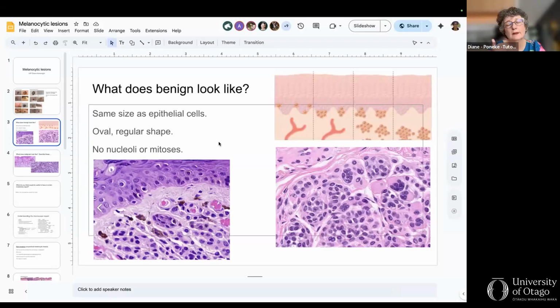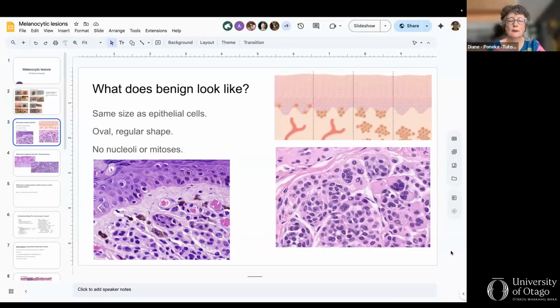So what are benign cells? They are the same size as epithelial cells. In other words, there's no nuclear enlargement. They are oval and regular in shape, and they have no atypical nuclei or mitoses. Gosh, the amount of time I've spent looking for mitoses in melanocytic lesions.